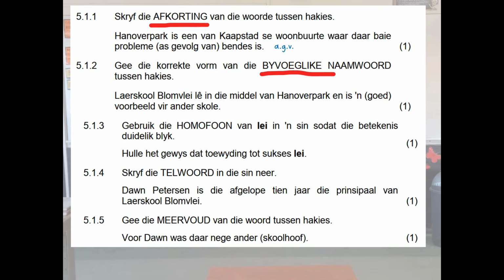Then the correct form of the byvoeglike naamwoord tussen hakies. We've had this explanation before, so we've got the word goed, and goed is in front of voorbeeld, which is your noun. So you've got one syllable, it ends on a D, and this is one of those exceptions where you have to change the entire word, so goed becomes goeie. Unfortunately, there is no rule that you can follow, so just check your exceptions for that one. But that is part of your verbooë vorme.